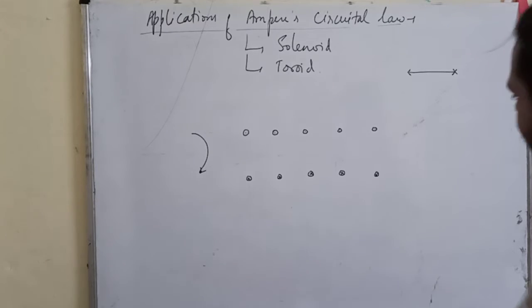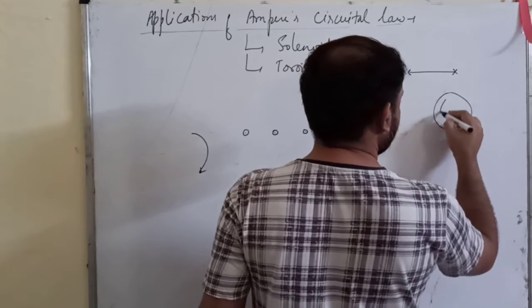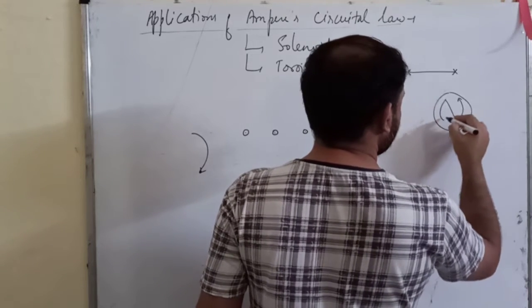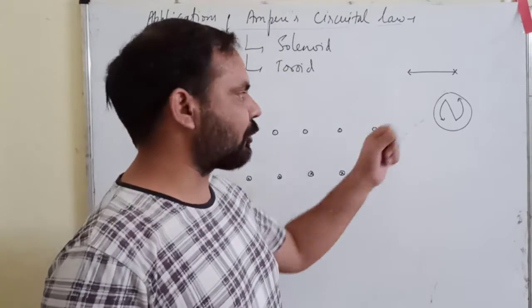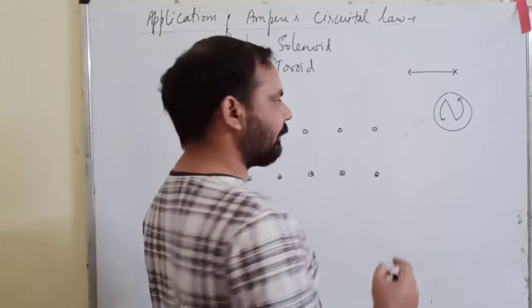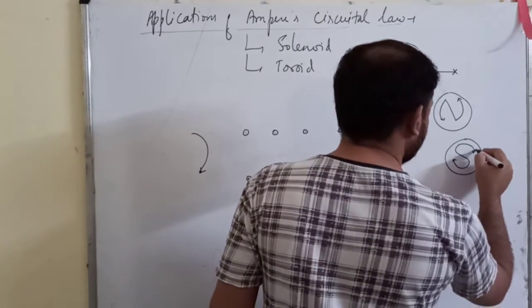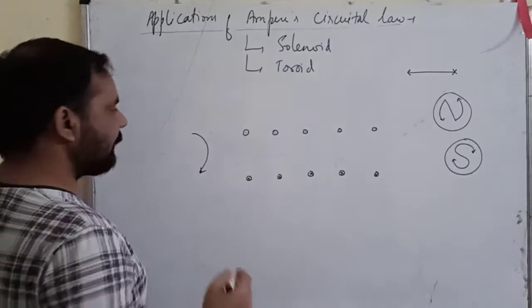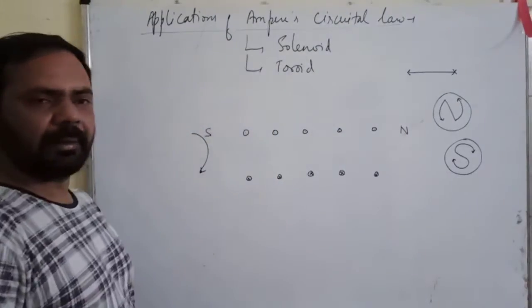Now you remember that if you have anti-clockwise current on any side, then it should be the north pole, and if you have a clockwise current, then it should be the south pole. So it means we have the south pole here and the north pole of the solenoid here.